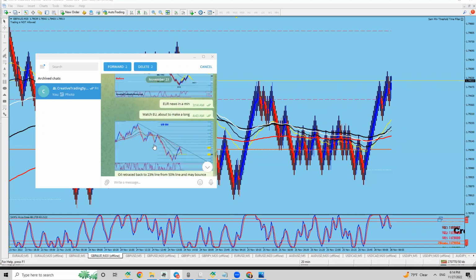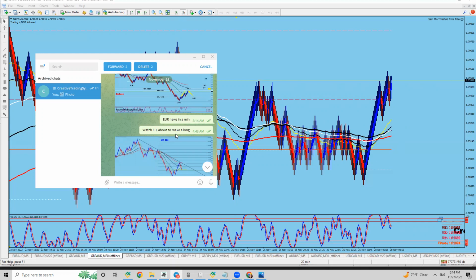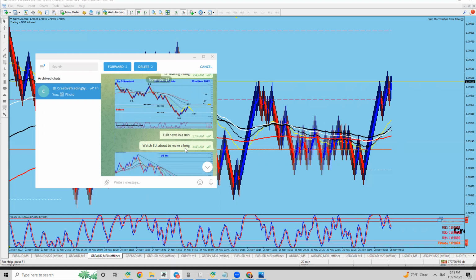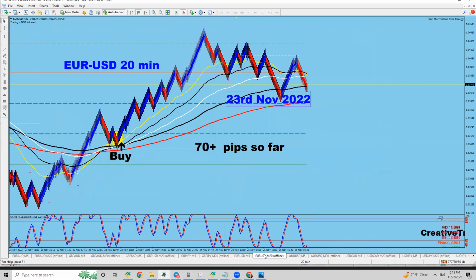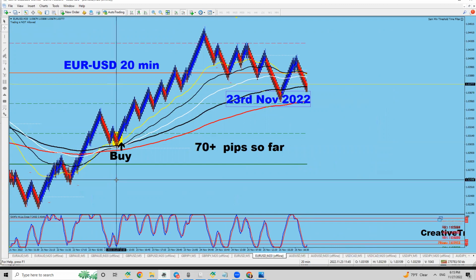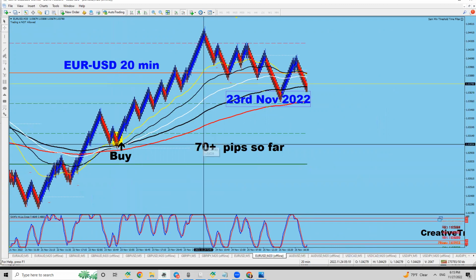What was that? Okay, was EU about to make a long? And when? It is on 23rd, and 4:43 means 11:43. So here at 11:43 on 23rd is right there, 11:45, right? This is the setup, and it went up 70 pip trade, nice and clean.